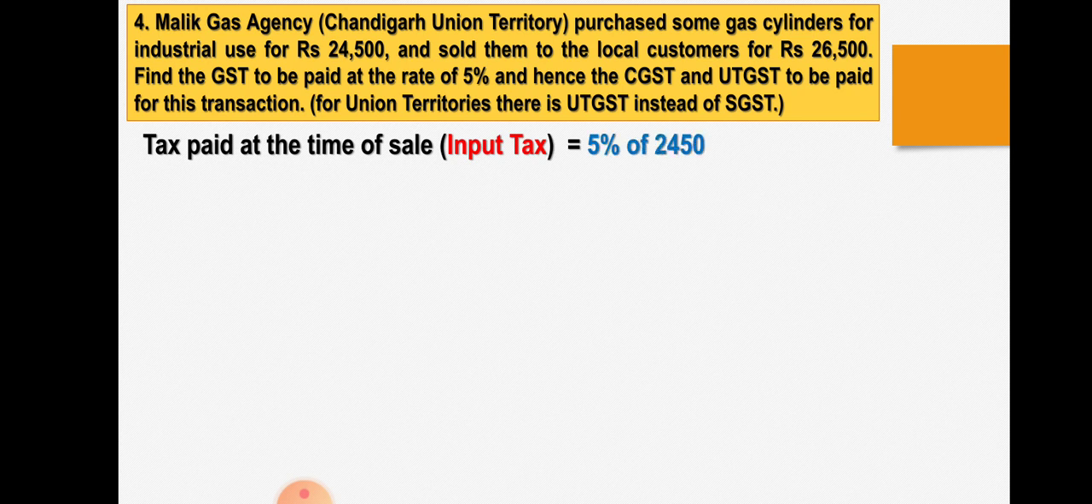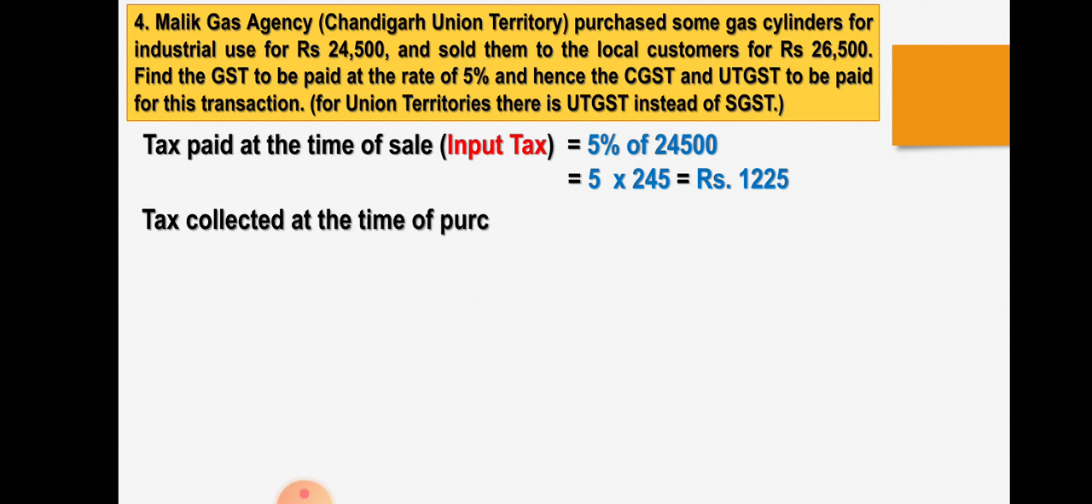Tax paid at the time of sale, that is input tax, will be 5% of 24,500 as it is mentioned in the question. So 5% will be 5 upon 100 into 24,500. So 2 zeros and 2 zeros will be cancelled. It will be 5 multiplied by 245. So when you multiply it, you will get 1,225 rupees. So same way we will find out the output tax.